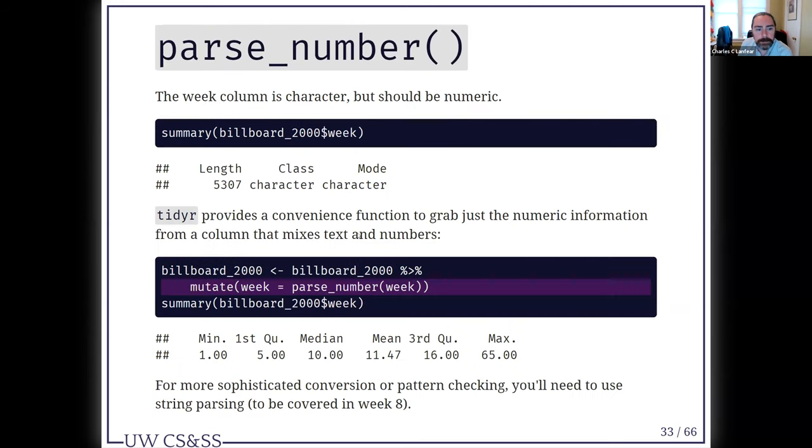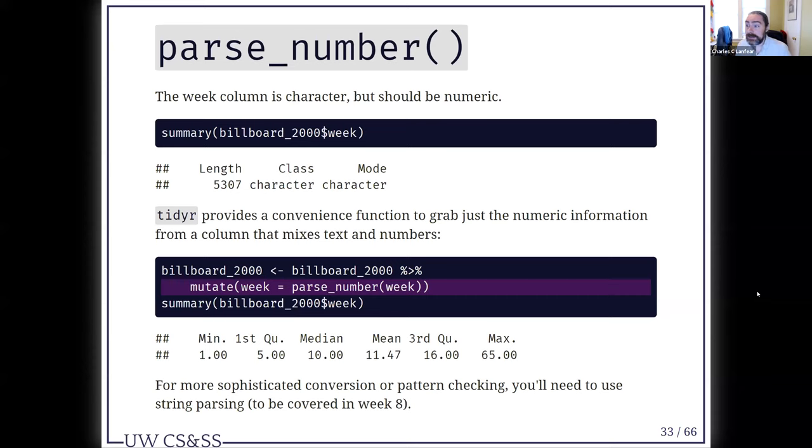So what I say here is, let's take the Billboard 2000 data, which I created before, and then mutate week equals parse number week. What this does is it goes down and pulls out only the numbers and throws away all the character data. If I now get a summary of the week column, the weeks now go from week one to week 65. It's numeric. It has a minimum, it has a maximum, it has a median. It extracted what was numeric, converted it to numeric, and got rid of all those WKs in there that weren't doing anything.